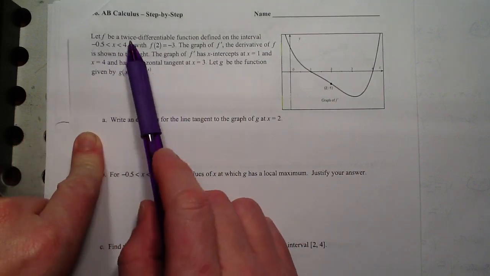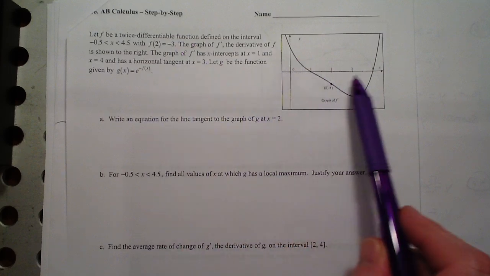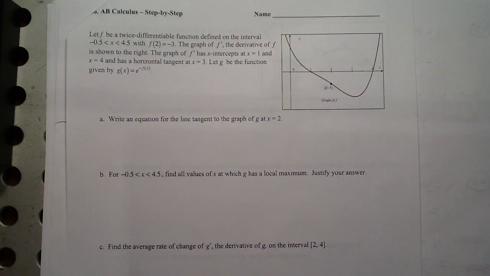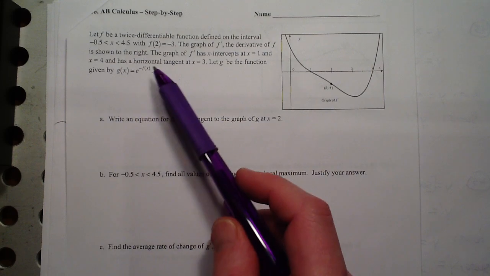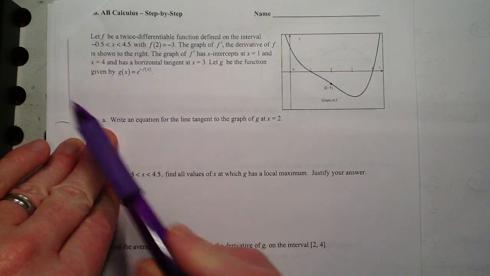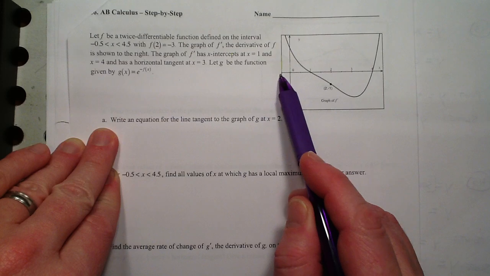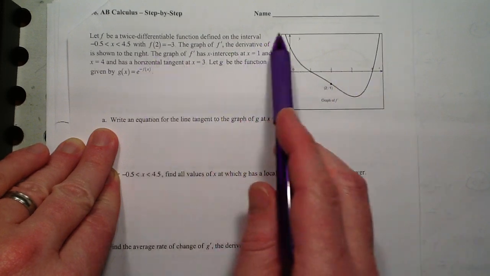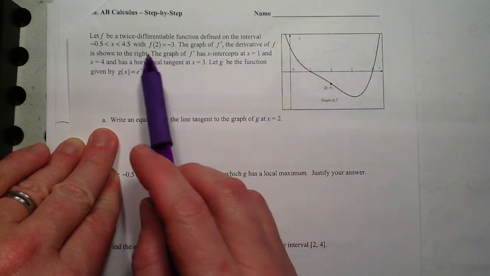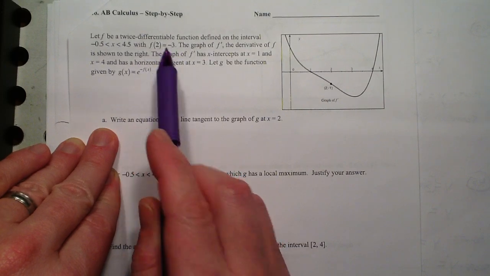So let f be a twice differentiable function. That just means if you take both derivatives, you don't get any sharp corners. So that just means we can do anything we want with derivatives, basically. Don't need to get thrown off by that. Defined on the interval from -0.5 to 4.5. So what you see is what you get. And f of 2 is -3. Okay, might need that point later.